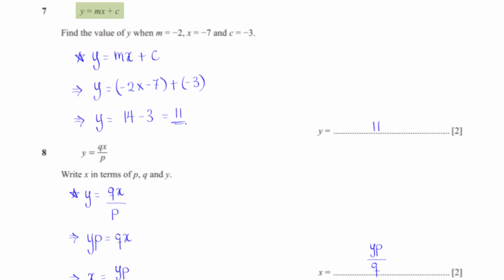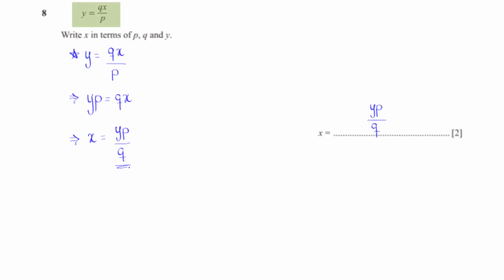Y equals mx plus c. Find the value of y when m equals -2, x equals -7, and c equals -3. So to find the value of y, all we need to do is substitute the values of the variables or the letters given and use it to find the value of y, and this leaves us with 11.